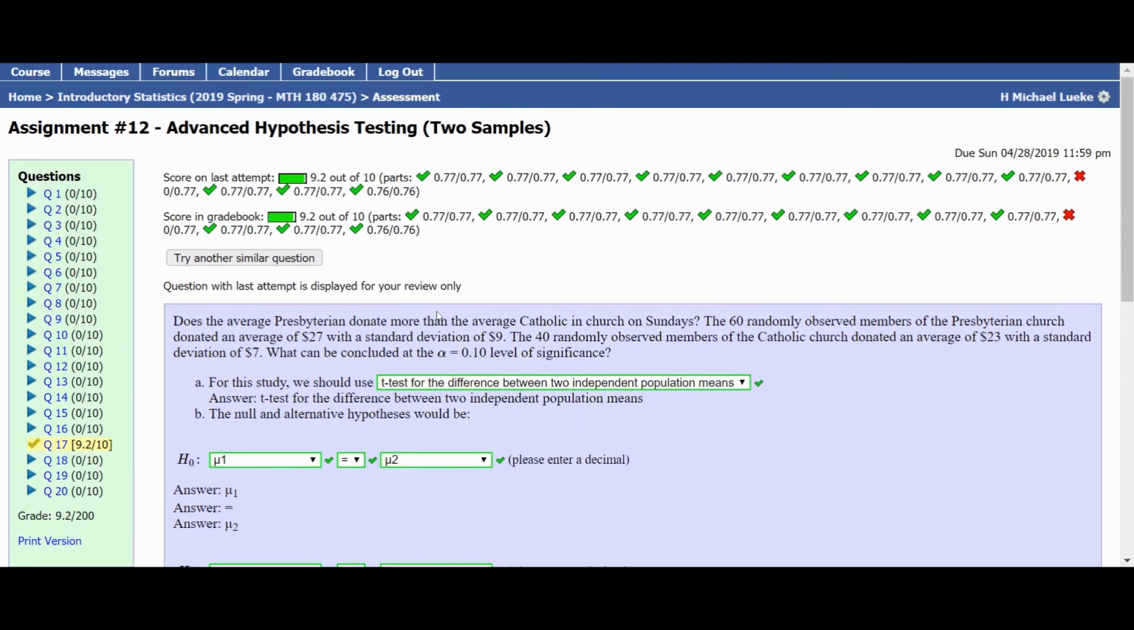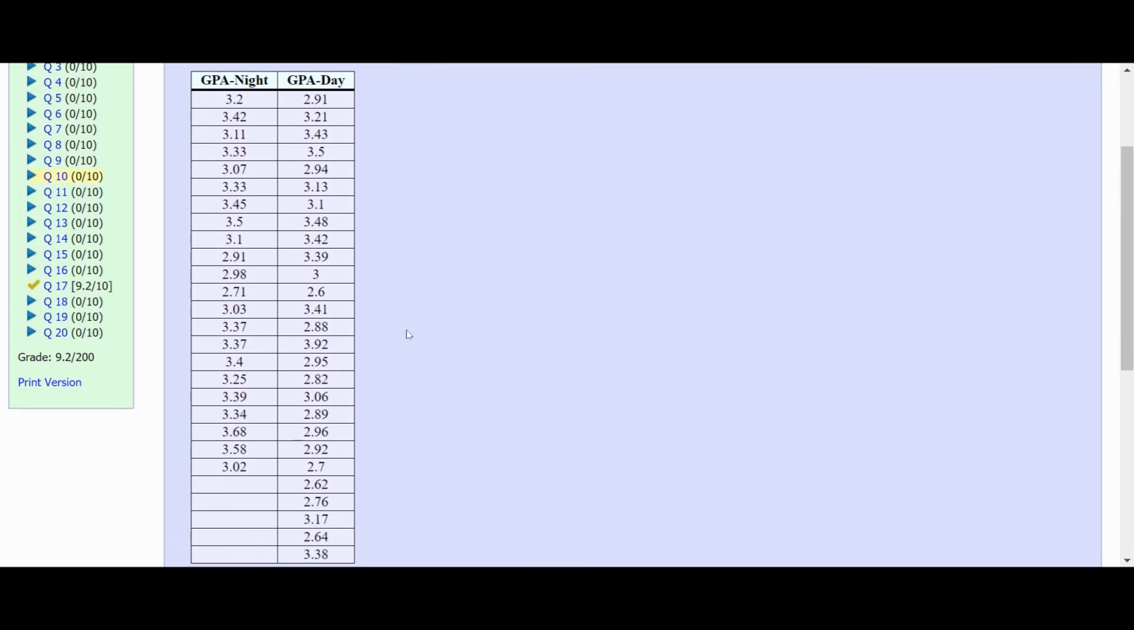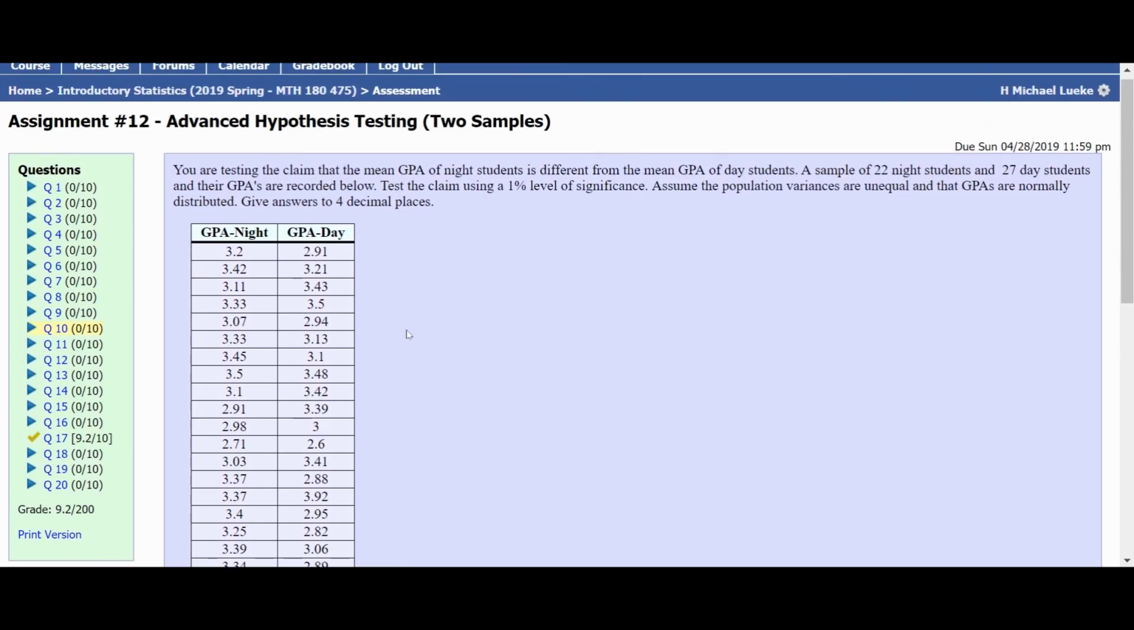In the next video, I'm going to show you how to do a problem like number 10. And number 10 actually doesn't use statistics, it uses data. And we're going to look at how to apply that data in the same sheet that we were just looking at.